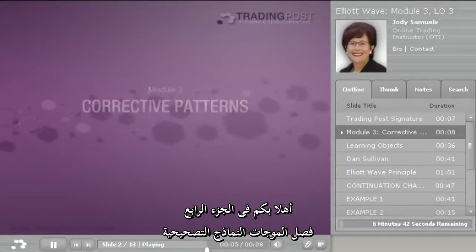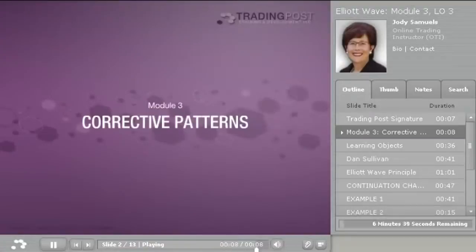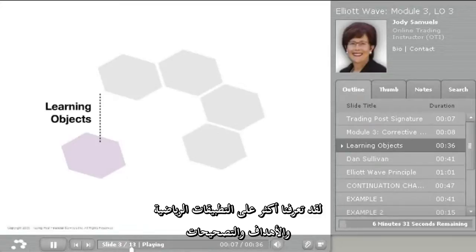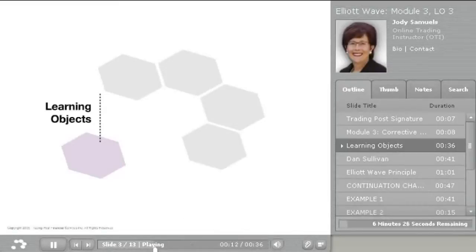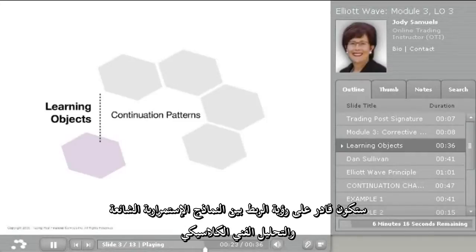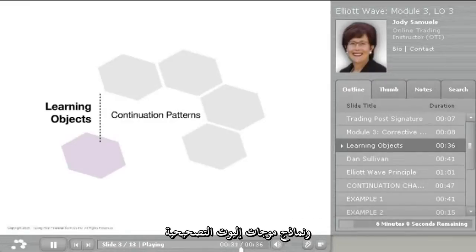Welcome to Module 3, Corrective Patterns. By now, we have completed the second learning object of Module 3, Corrective Patterns, and learned about mathematical applications and retracements and targets. In this learning object, we will learn about continuation patterns. What if I told you that at the end of this learning object, you will be able to see the connection between common continuation patterns in classical technical analysis and Elliott wave corrective patterns? Would that take some of the mystery out of the Elliott wave?